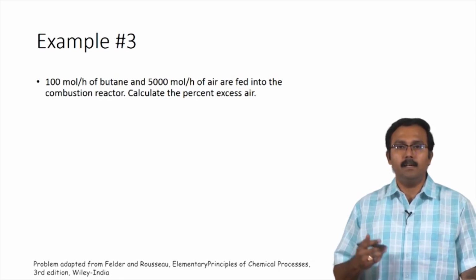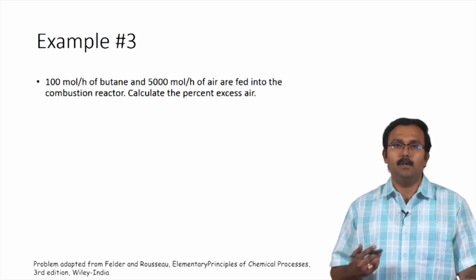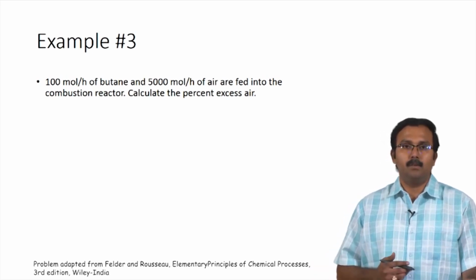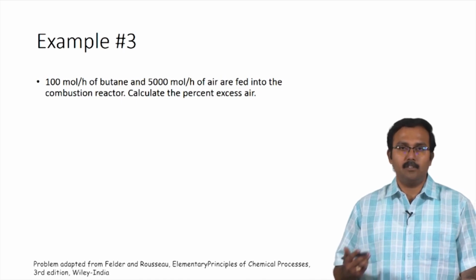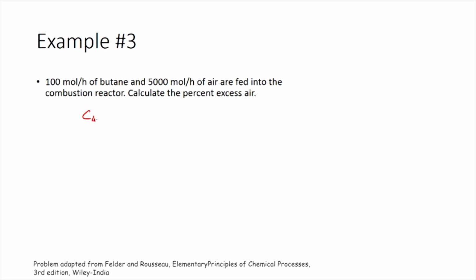100 moles of butane and 5000 moles per hour of air are fed into a combustion reactor. You are asked to calculate the percentage excess of air. So, before we do that we need to understand the stoichiometry for this reaction. Butane would be C4H10. This reacts with oxygen to form carbon dioxide and water vapor. So, we will assume complete combustion, which means only carbon dioxide and water vapor are formed. You do not have carbon monoxide being formed.